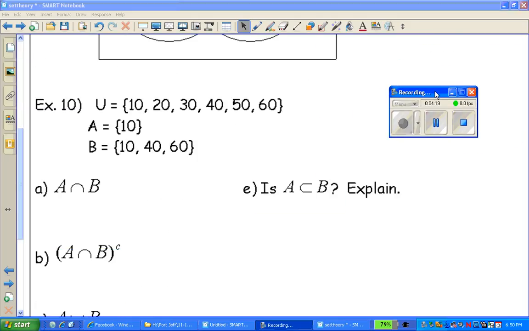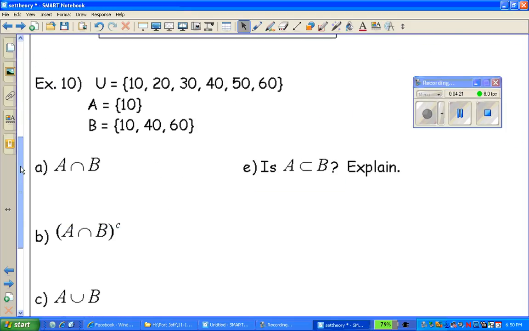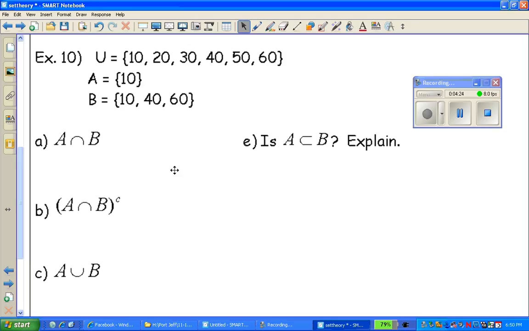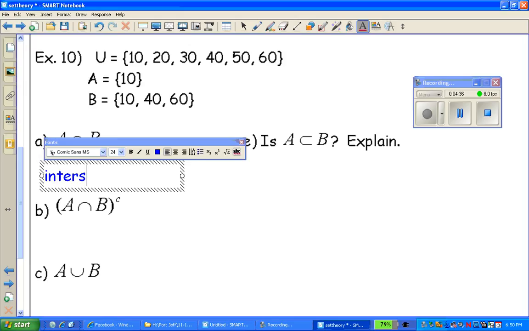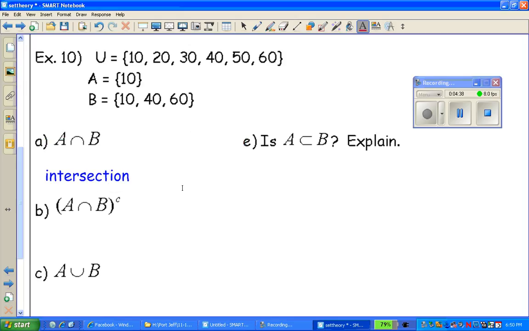Now, example 10 would have been my big finish in class today because it combines everything that we learned. It gives you a universal set and then two subsets, A and B. And then you're asked in part A to find the intersection of set A and B. Remember that arch-looking symbol means the intersection of two sets. So we want to know what are the elements that overlap between A and B. In other words, what are the ones that they share in common?